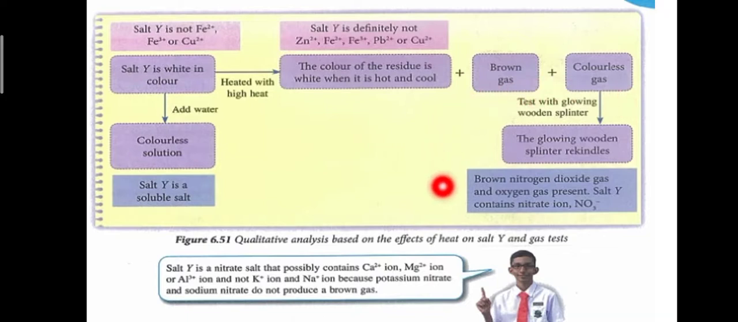So from here we know that brown nitrogen dioxide gas and oxygen gas are present. So this one and this one are present. Salt Y contains nitrate ion. So this helps us to narrow our investigation to identify the identity of the salt.